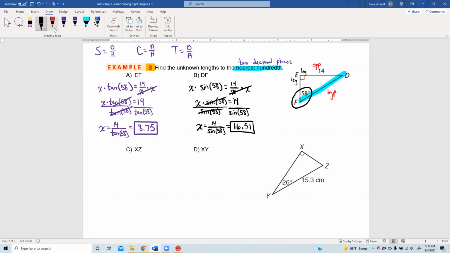Okay, so for C, they want us to find XZ. There's XZ. Label your legs. There's a leg. There's a leg. And then circle the angle given. Okay, so how is the leg we want related to the angle given? It's opposite. It's across from it. So that means it's 15.3. Yeah, don't tell me adjacent. It's not a leg. 15.3 is our hypotenuse.